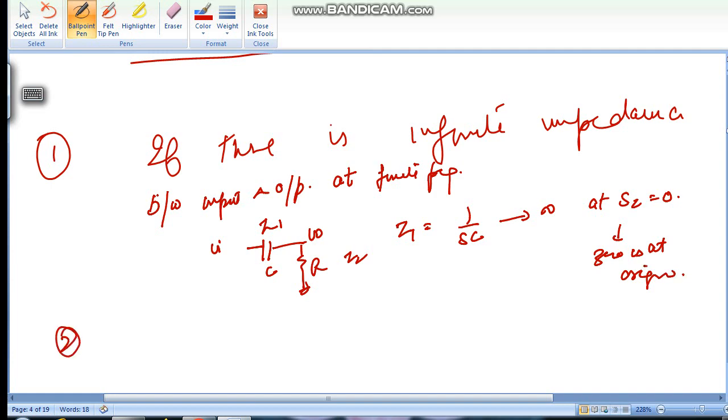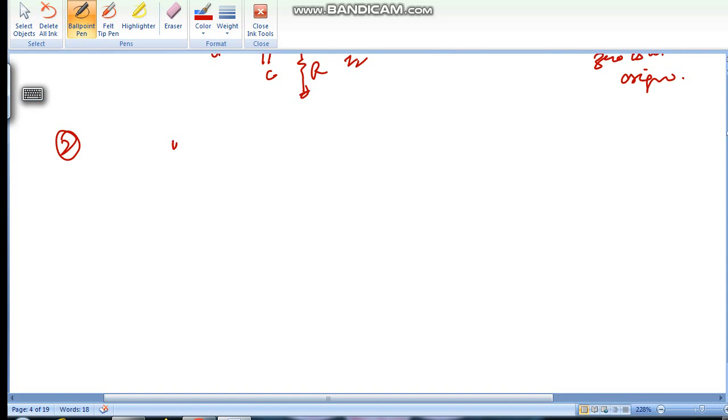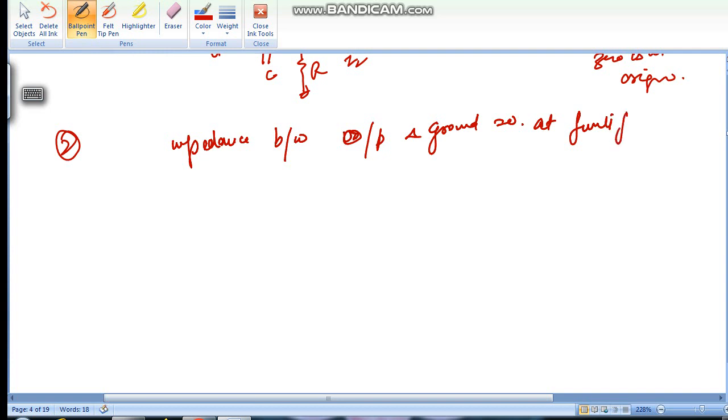Now the second point, if the impedance between VO or output and ground equals 0 at a finite frequency, then this frequency is a zero frequency. For example, say this is R, this is R2, this is R1, this is C1, this is VI, VO.